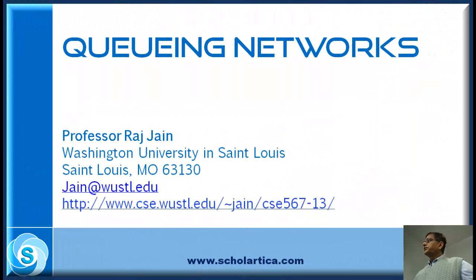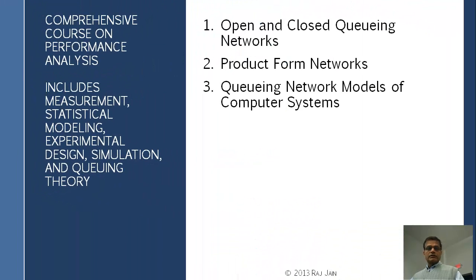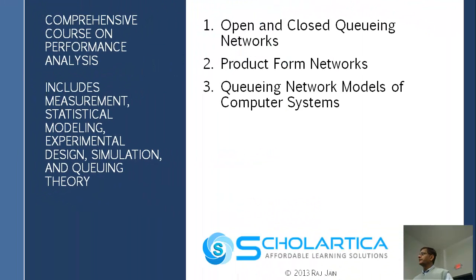So this is chapter 32, and there is a lot more in the book, but I'm going to just cover the key concepts because really chapter 33 is more important and we want to spend a little bit more time there. So we'll talk about just notation here. The notation is open and closed queuing networks, product form networks, and then how they apply to computer systems.